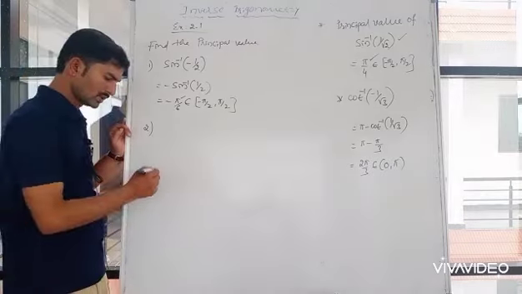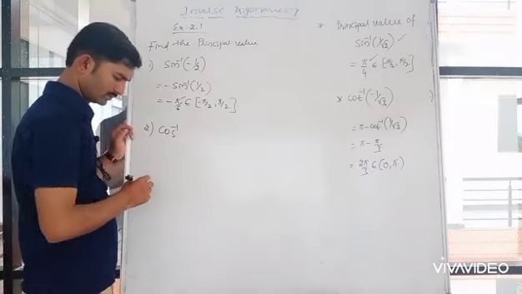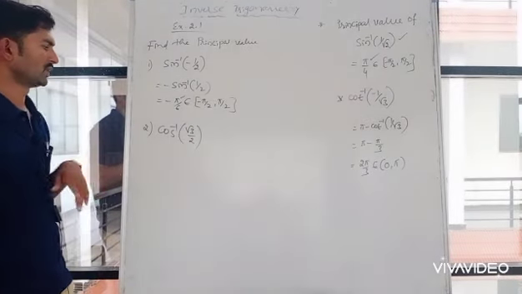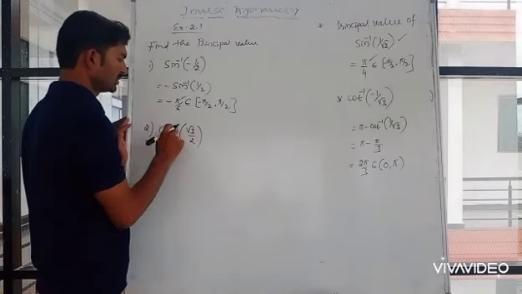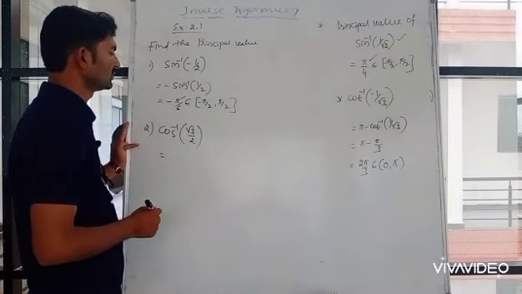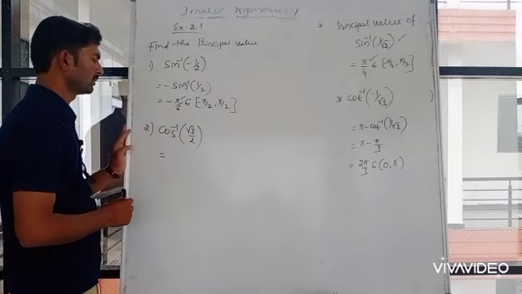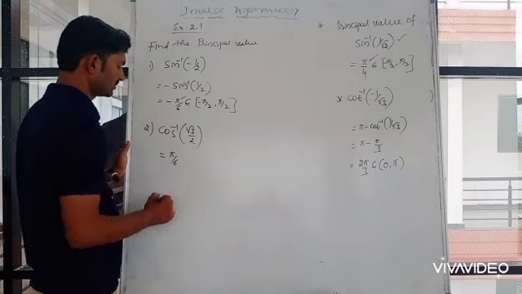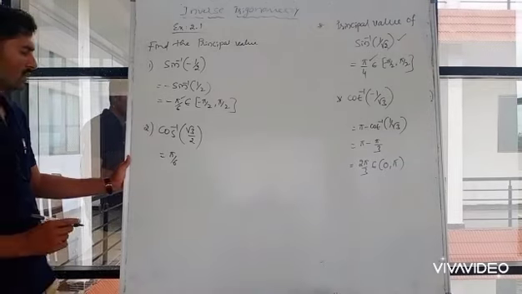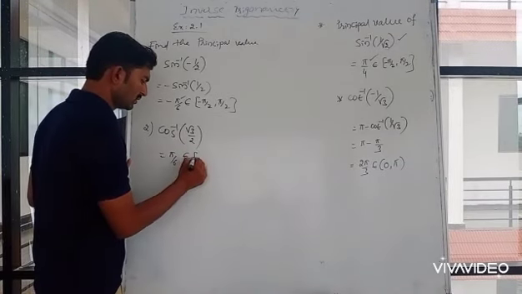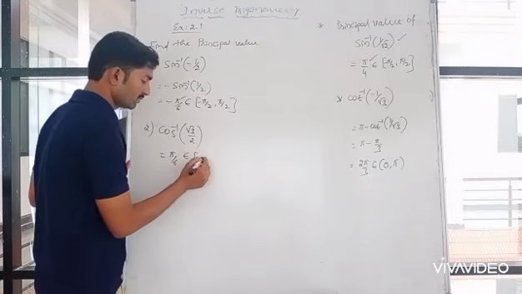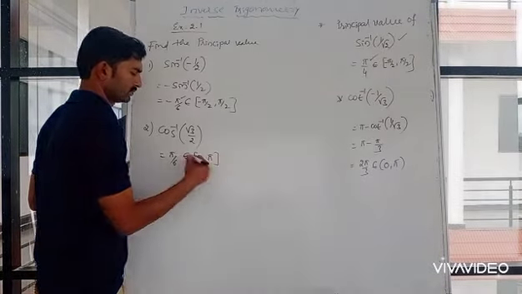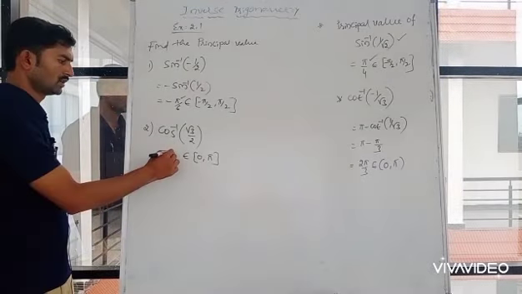Second one, cos inverse of root 3 by 2. Here it is positive, so we can directly write it. Cos inverse of root 3 by 2, we know the table value: pi by 6. Check whether pi by 6 lies in the range of the cos inverse function, principal value branch. Yes, 0 to pi. So this is pi by 6.